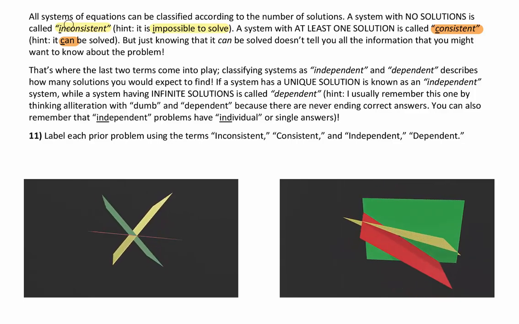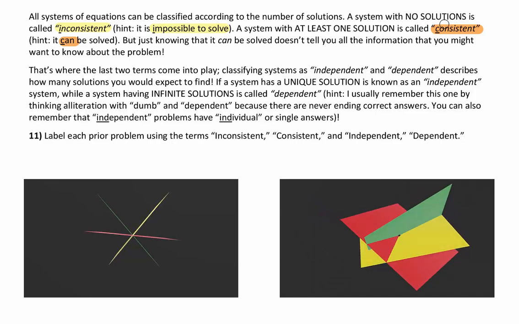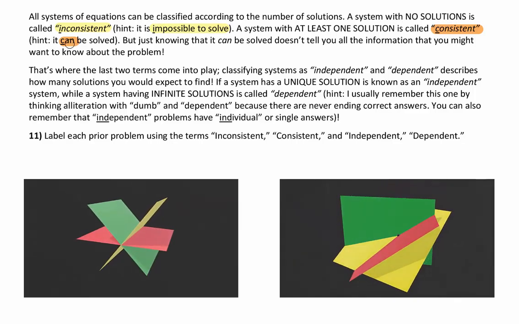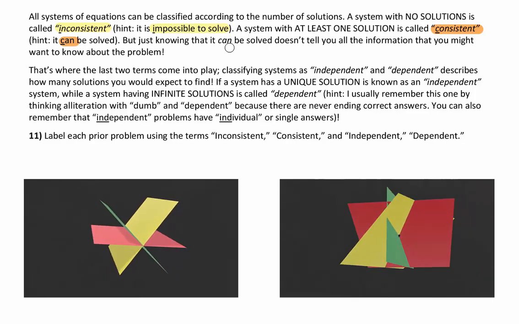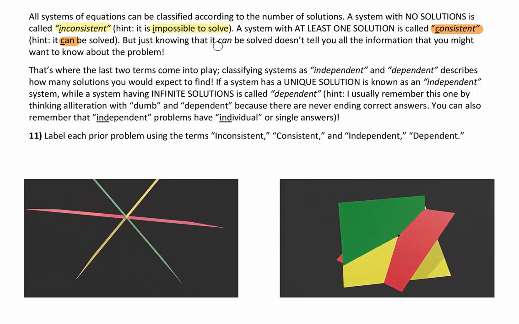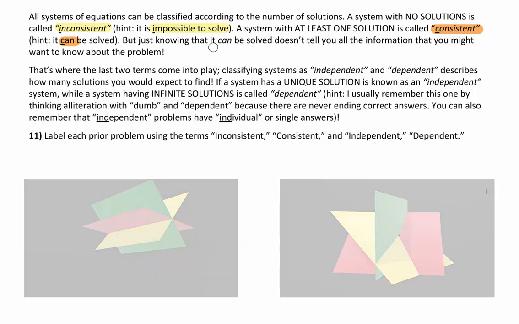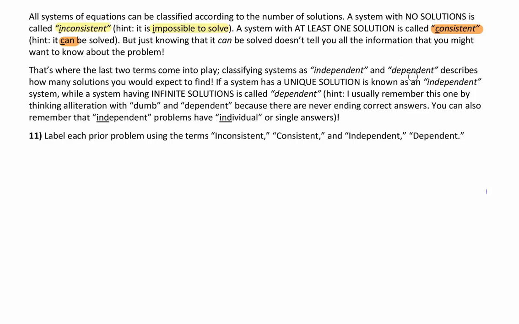Inconsistent starts with an I, and impossible also starts with an I, versus consistent starts with a C, and it can be solved starts with a C as well. But if we know it can be solved, it doesn't tell us if there's one solution or many solutions. That's why we have a second tier of definitions or terms. The last two terms come into play if it can be solved. We get to classify systems as being either independent or dependent. Those two terms describe how many solutions you would expect to find.